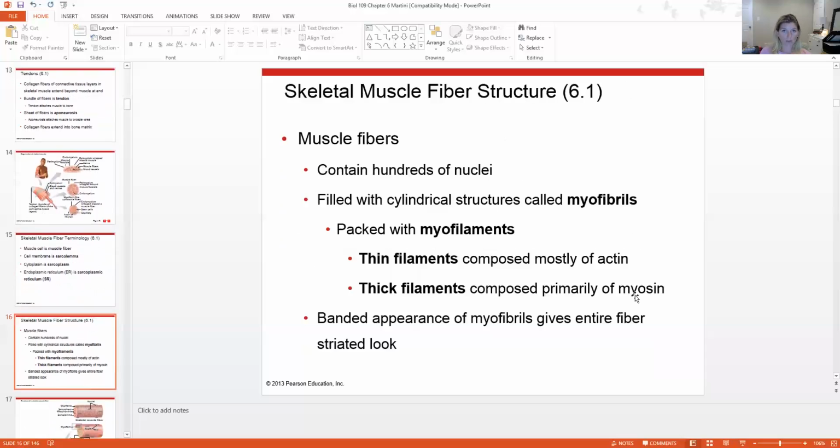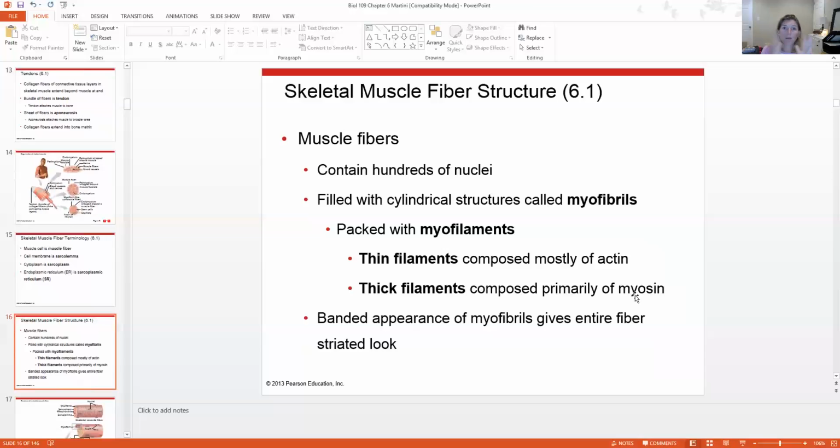Skeletal muscle fibers have several hundred nuclei. They all have these cylindrical structures inside of them called myofibrils. So you saw that on that previous picture. The myofibrils are made of thick filaments and thin filaments. Thin filaments are made of actin, a protein. Thick filaments are made of myosin, another protein.